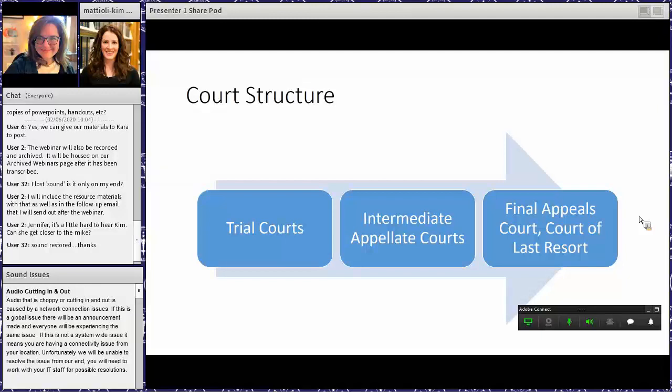And then you finally have the highest courts, which you'll either see referred to as a final appeals court, or probably more often you'll see it as the court of last resort. These courts are made up of justices who will have the final say in a case by deciding whether cases decided at the intermediate appellate level should or should not be overturned.